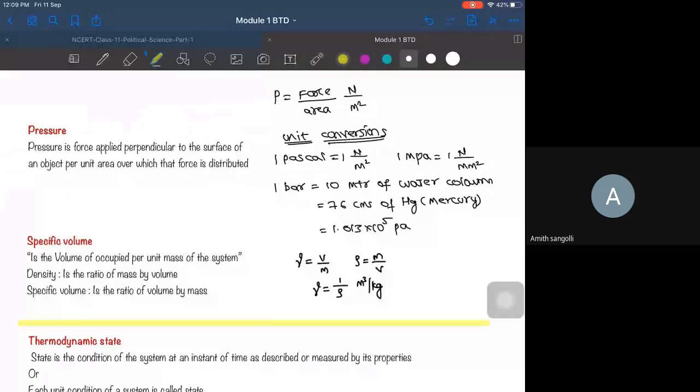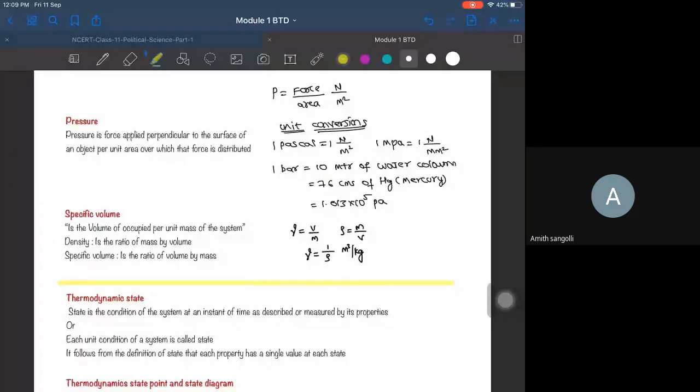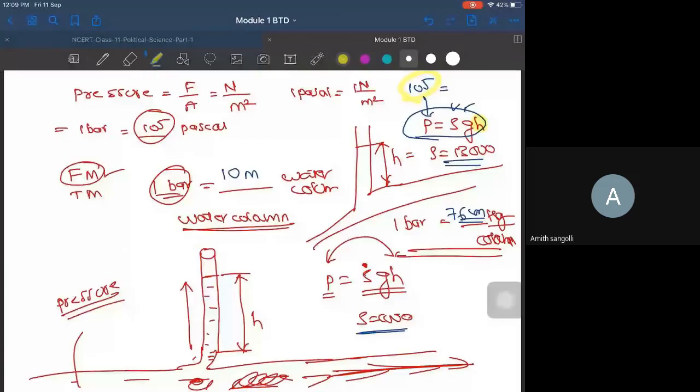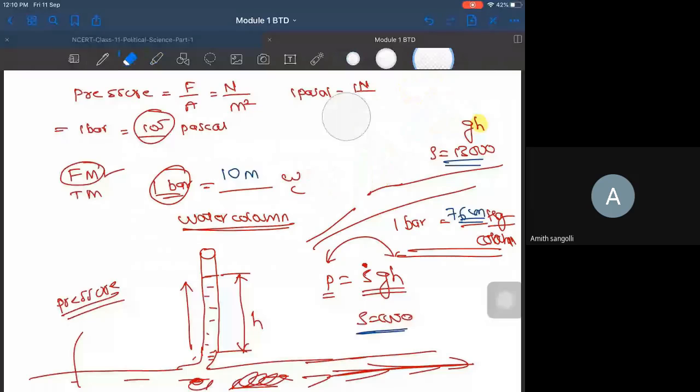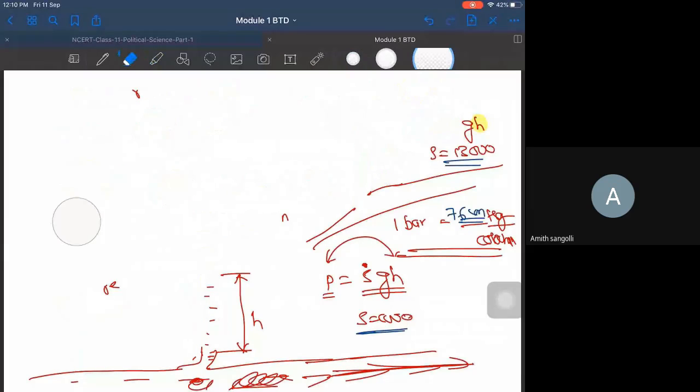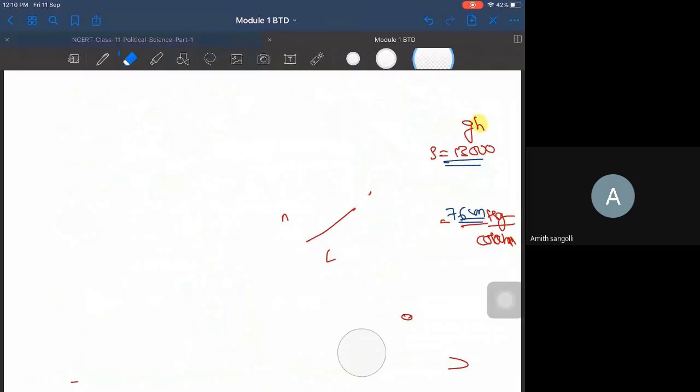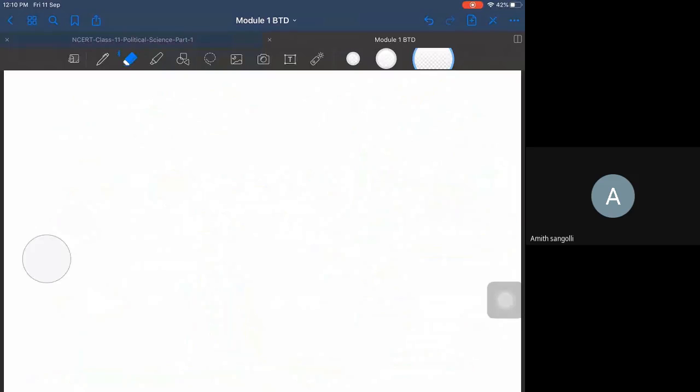Until this point in the class, whatever we have discussed are just the basics of thermodynamics. We have discussed various properties, various units of those, types of properties, and basic definitions like what is a system, surroundings, control surface and so on. So the foundation to learn thermodynamics has already been laid. From now on, whatever we discuss is completely the study of thermodynamics.